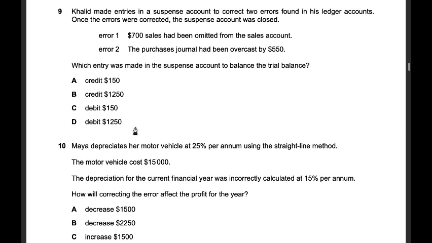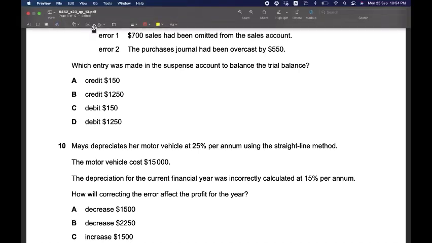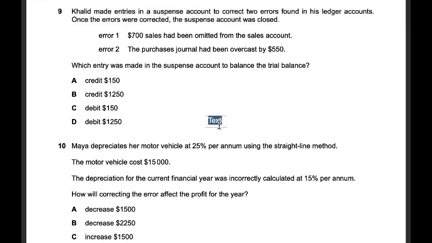Question 9. Khalid made entries in the suspense account to correct two errors found in the ledger accounts. Once the errors were corrected, the suspense account was closed. Error 1. 700 sales had been omitted from the sales account. To correct this error, we credit sales 700. Since we have nothing on the debit side, we debit the suspense account by 700. Alright?